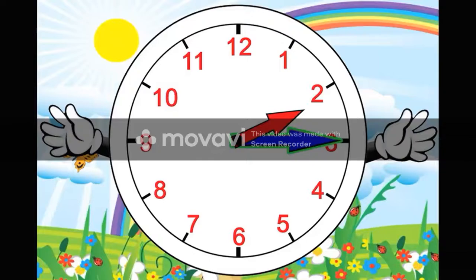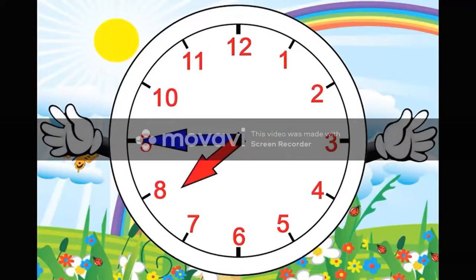It's 2:15. It's 6:15. What time is it? 11:15. Now this is tricky. It's not 8 o'clock yet. It's a quarter before the 8, or 7:45.